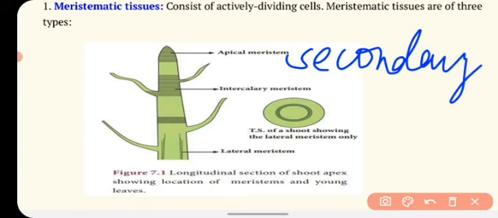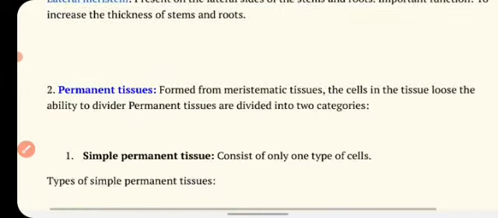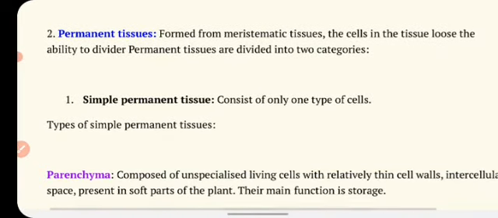When the plants grow in width, in diameter, that growth is called secondary growth, and it is followed by the primary growth. You have to keep this in your mind: lateral meristem is responsible for the secondary growth, and apical meristem is responsible for the primary growth in the plants. Now we'll talk about the permanent tissues.